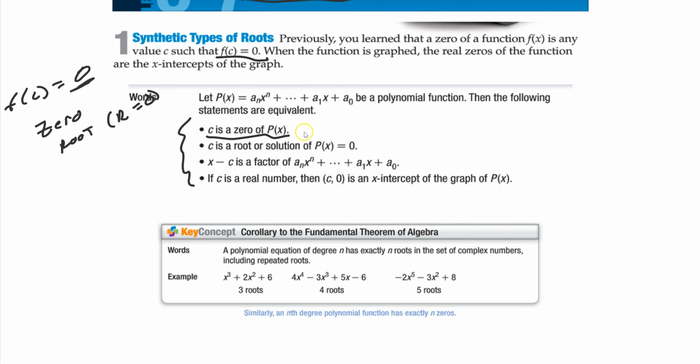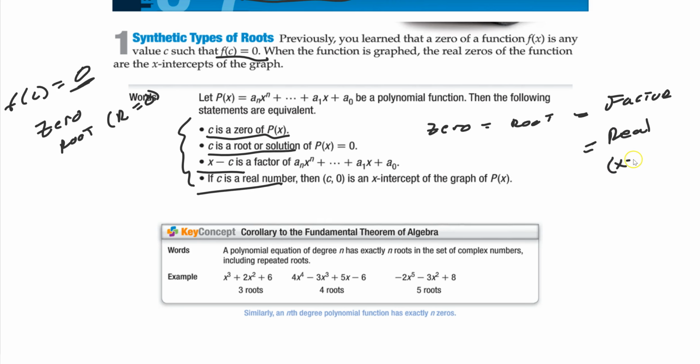A zero of p(x) is the same thing as saying a root of the function. Because remember, if it's 0, that means the remainder is 0, so it's a root, and that's a factor. And if c is a real number, it's a real zero. If it's a real root, then it's also an x-intercept. That's only if it's real, though. So those are all equivalent.